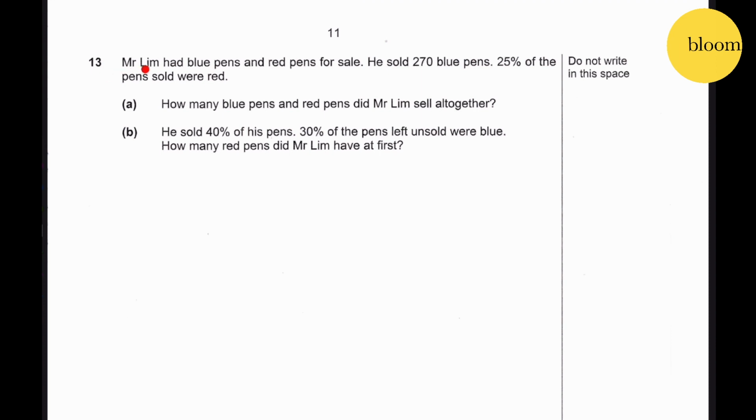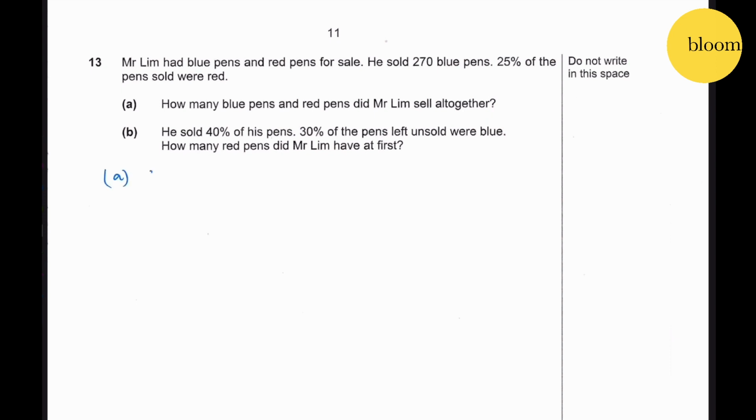Question 13. Mr. Lim had blue pens and red pens for sale. He sold 270 blue pens. 25% of the pens sold were red. A. How many blue pens and red pens did Mr. Lim sell altogether?